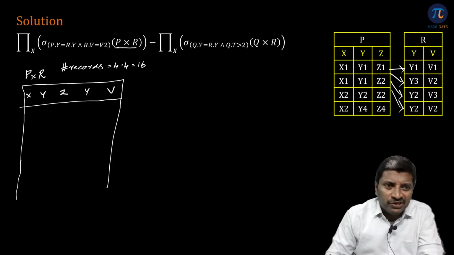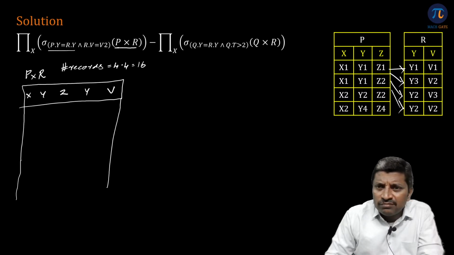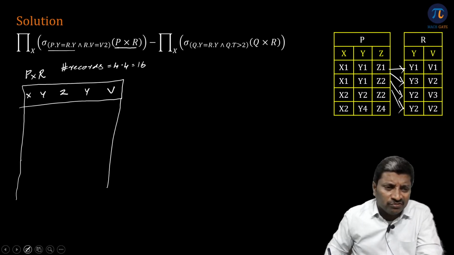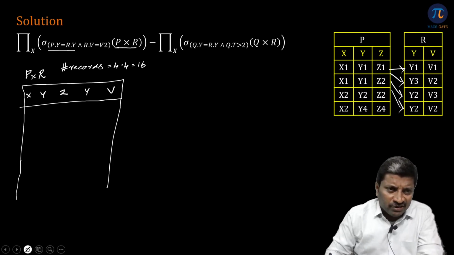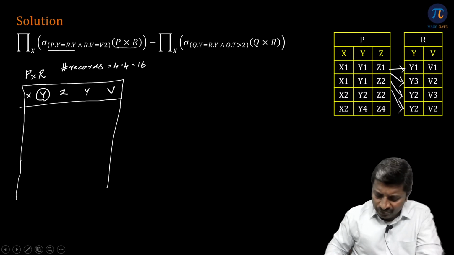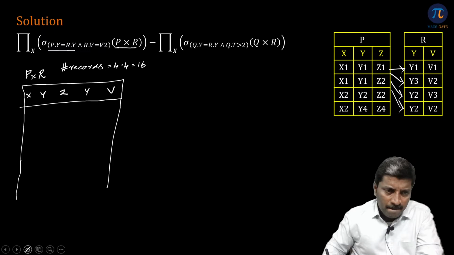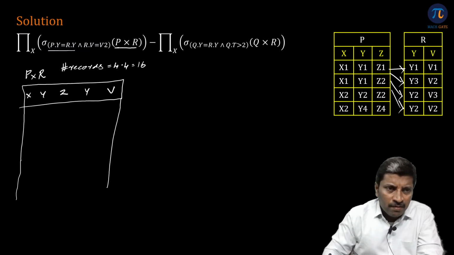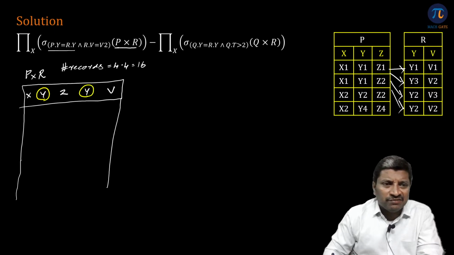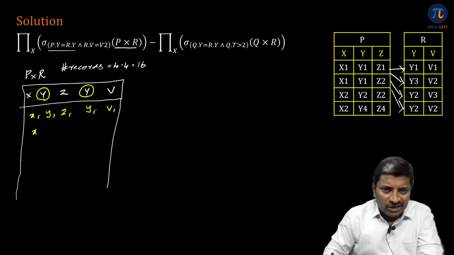Then instead of writing 16, let us use this condition. P dot y equal to R dot y. What does it mean? I will explain for one record, sir. This is P dot y. This is R dot y. So let us consider the first record. X1, Y1, Z1, Y1, V1. Let me write all possibilities for first record only, sir. The remaining we can filter directly. Okay.